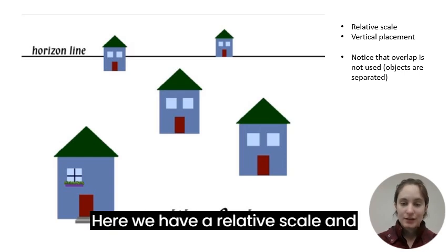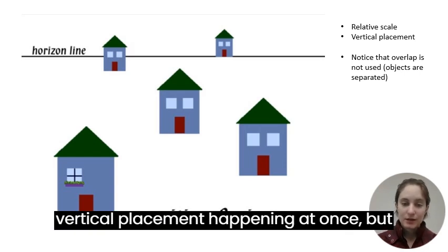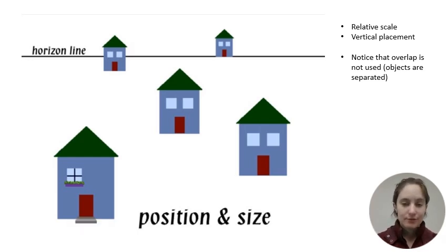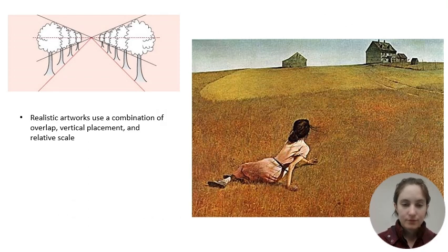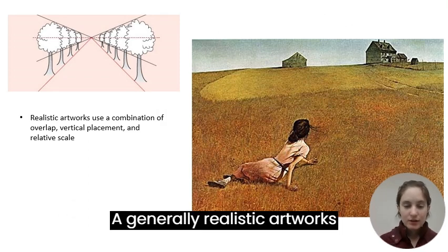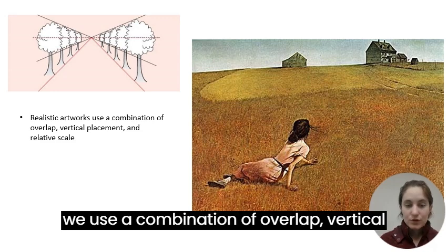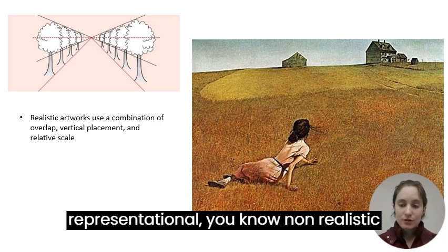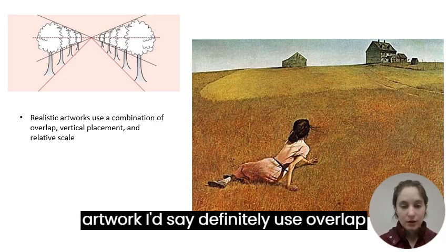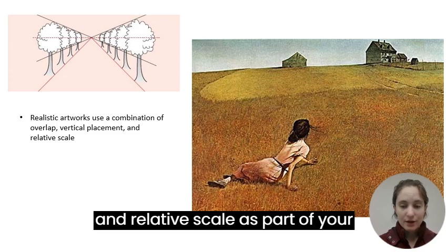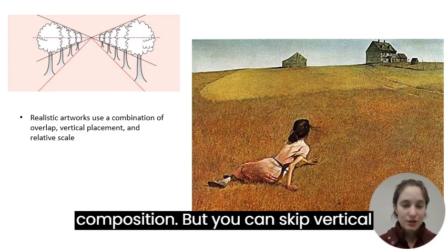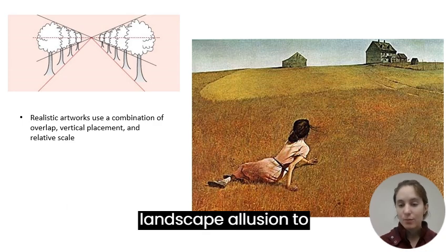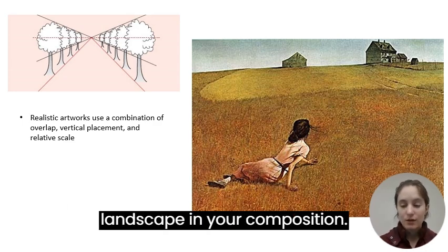Here we have relative scale and vertical placement happening at once, but no overlap. So overlap would be a great thing to add here. And generally, realistic artworks will use a combination of overlap, vertical placement, and relative scale. For non-representational, non-realistic artwork, I'd say definitely use overlap and relative scale as part of your composition, but you can skip vertical placement unless you want that sort of allusion to landscape in your composition.